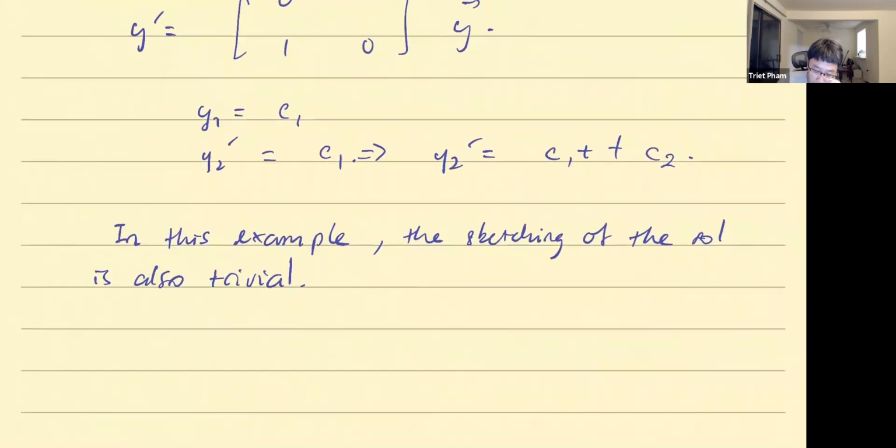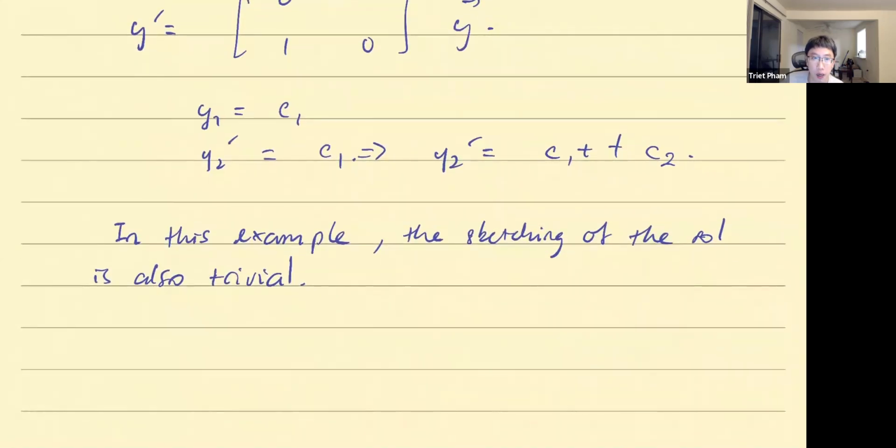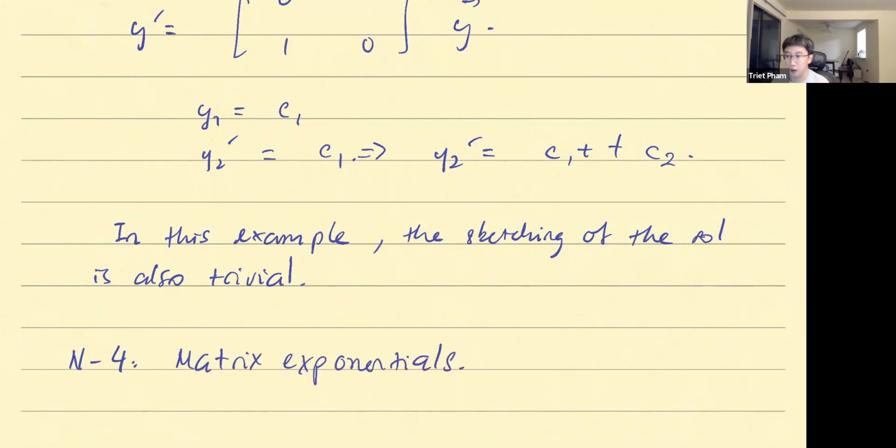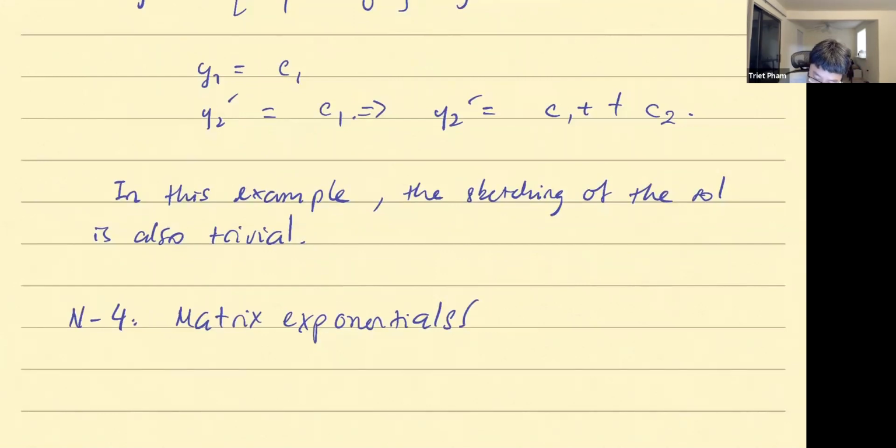All right. So for the next material, I want to talk about the supplemental N4. In the math department website is the matrix exponential concept. So this is not in the book. This is on the math department website.